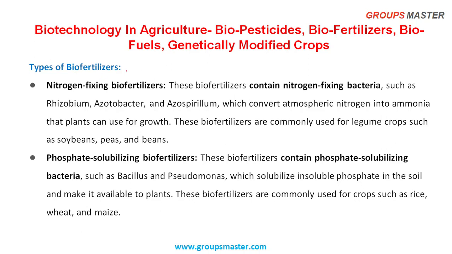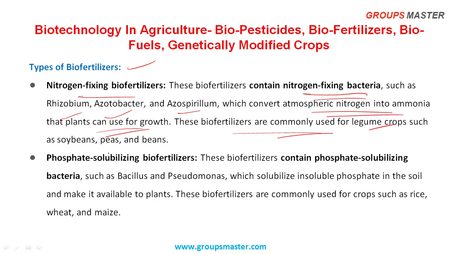Next, types of biofertilizers. Nitrogen fixing biofertilizers. These biofertilizers contain nitrogen fixing bacteria such as rhizobium, azotobacter, and azospirillum, which convert atmospheric nitrogen into ammonia that plants can use for growth. These biofertilizers are commonly used for legume crops such as soybeans, peas, and beans.